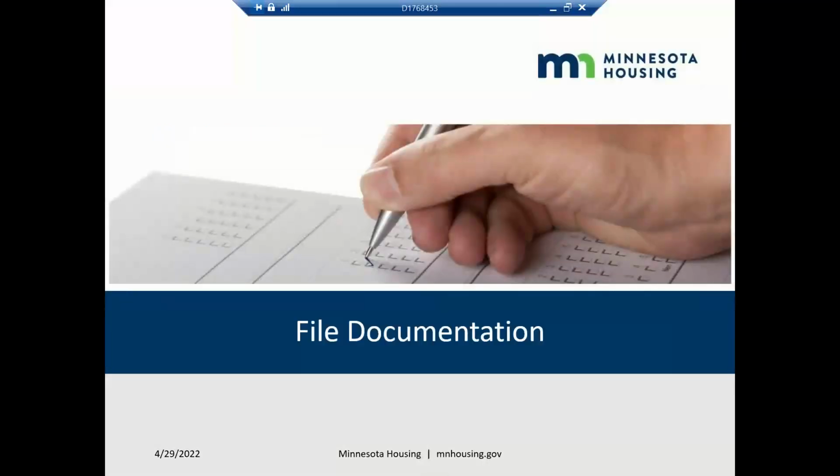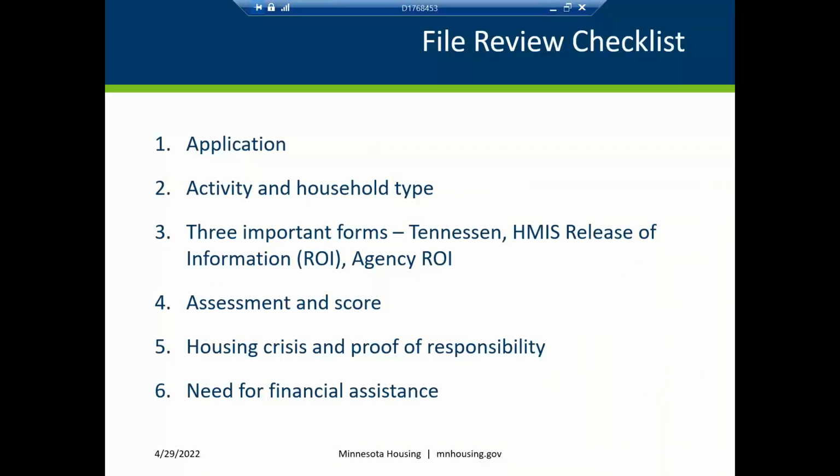All right, so now we will head into file documentation. And Nancy, I just wanted to ask, is the slide related to households experiencing domestic violence also included? I thought it was on this PowerPoint, Diane. Okay, it might come up after the checklist. If not, then we'll just talk about it.